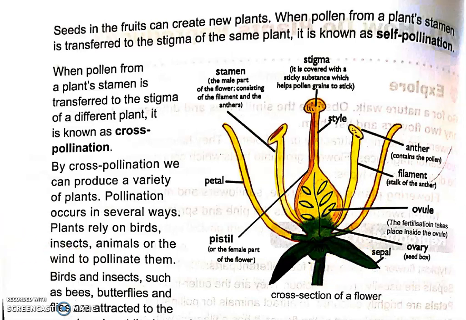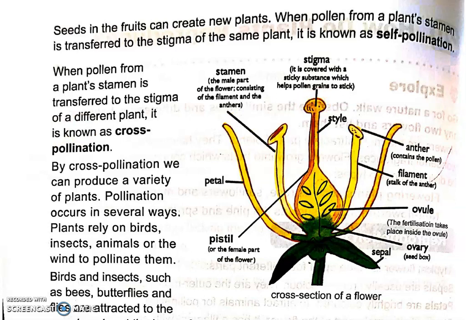Now you learned about self-pollination. When pollen from the male part of the same plant goes to the stigma of the female part of the same plant, it is called self-pollination. Now when pollen from a plant's stamen is transferred to the stigma of a different plant, it is known as cross-pollination. Suppose the stamen from this flower flew to some other plant and got into the stigma of that plant, it would be cross-pollination.